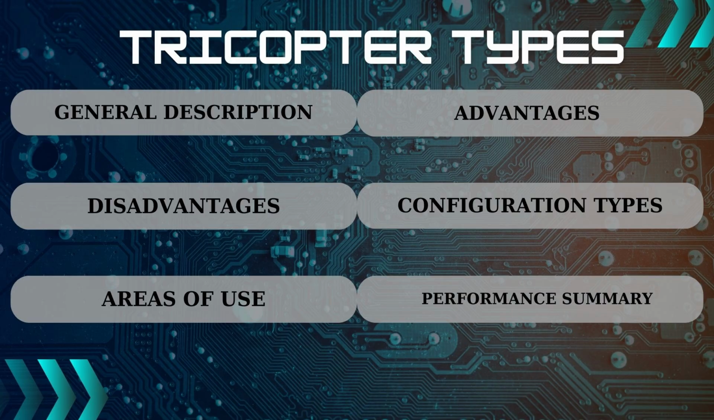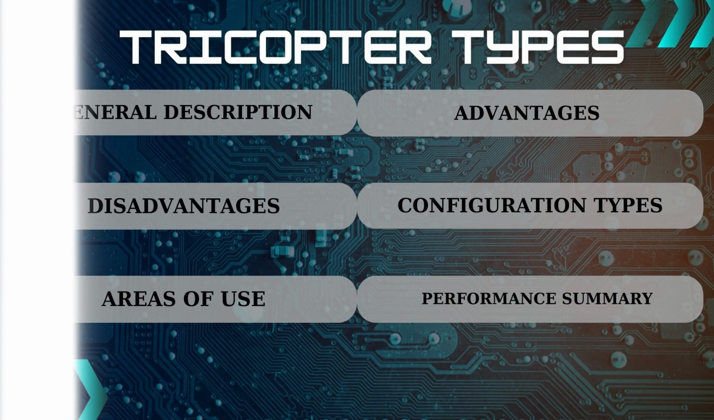Today's lesson will be tricopter frames, that is, drones with 3 arms. We will examine them under 6 headings. These are the general features, advantages, disadvantages, configuration types, usage areas, and performance summary of tricopters.